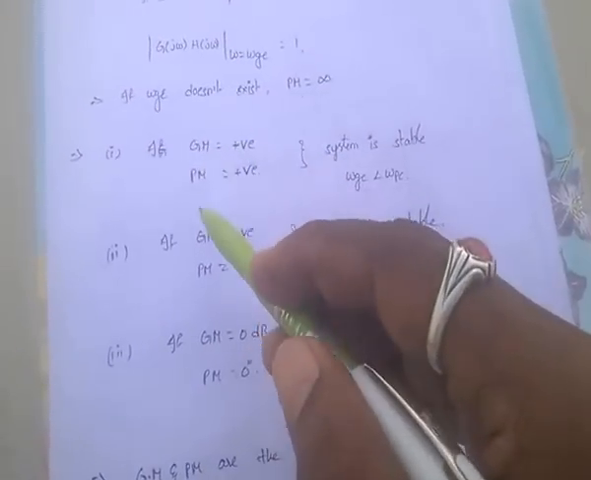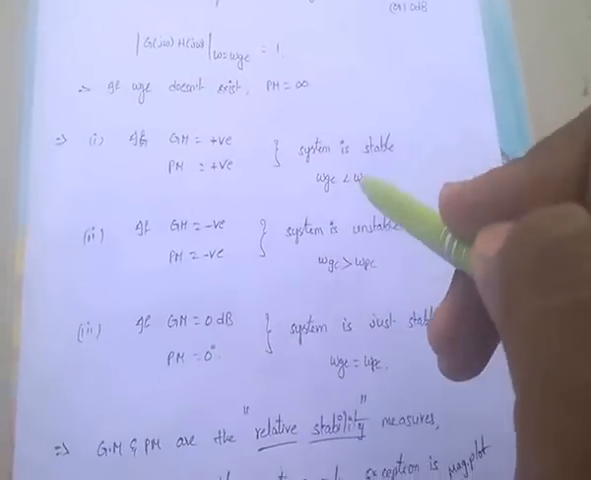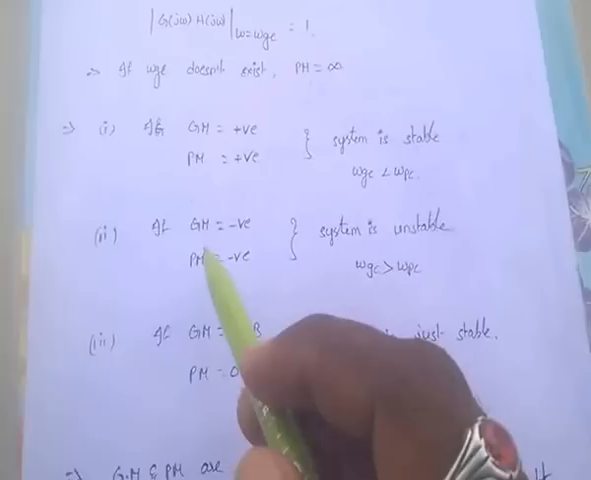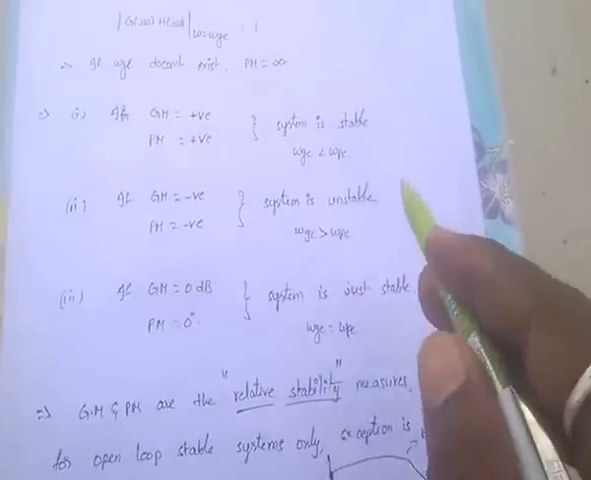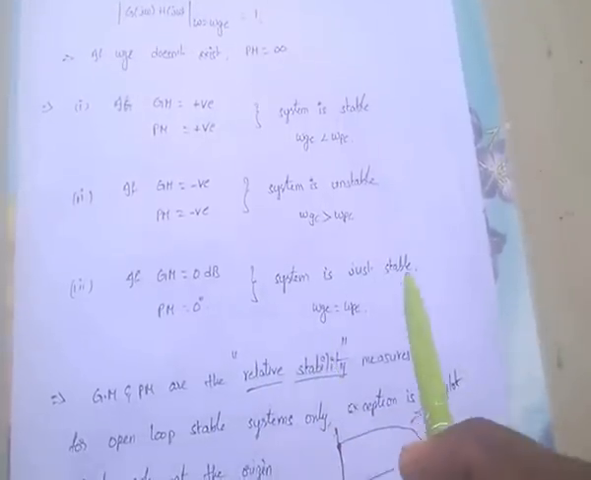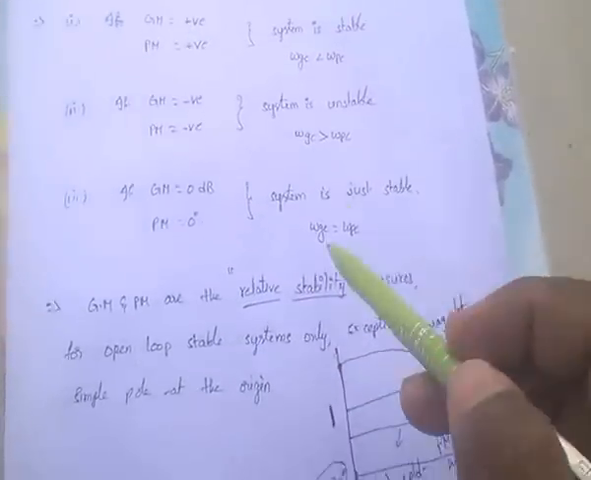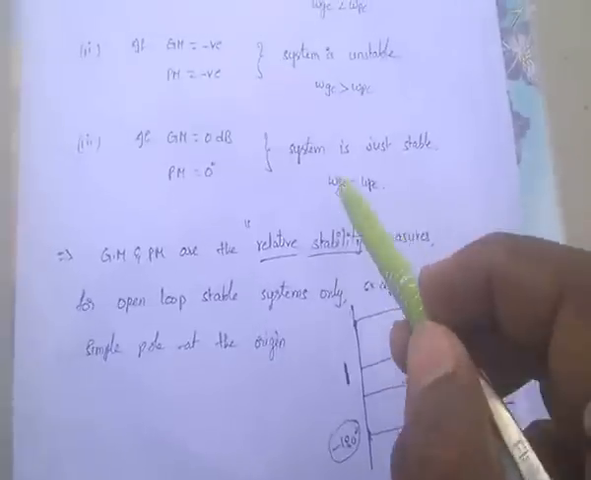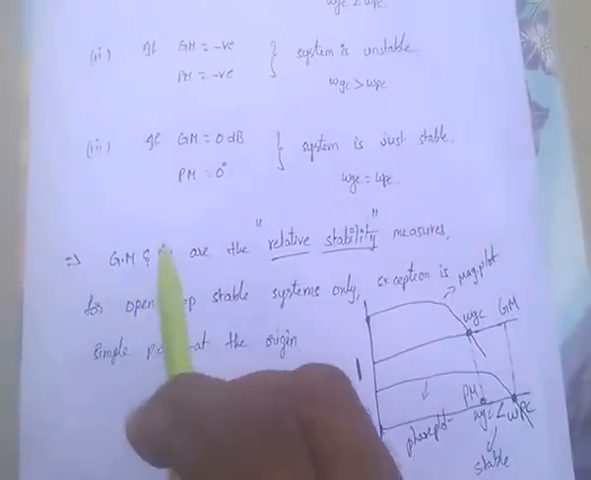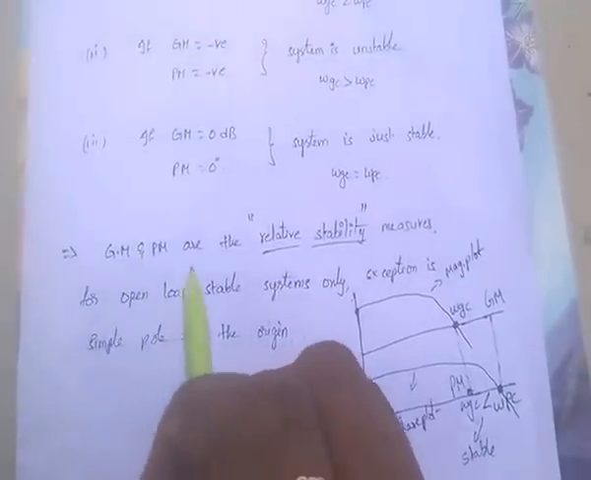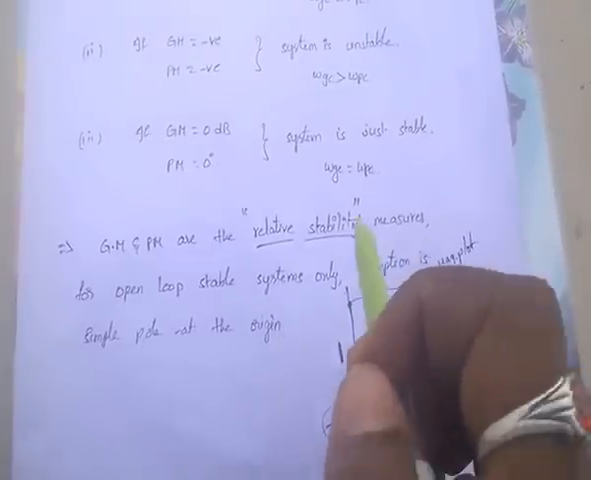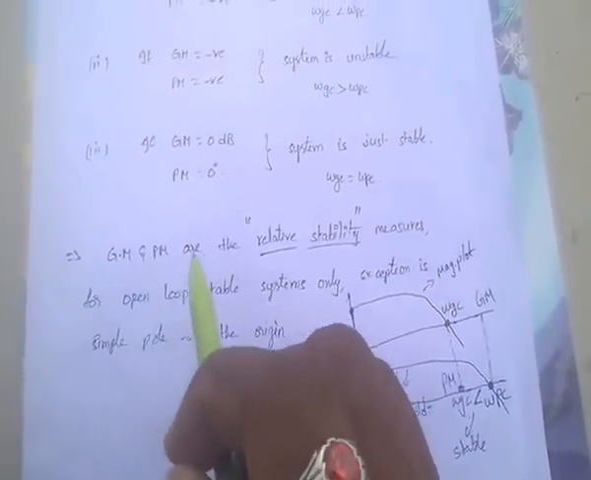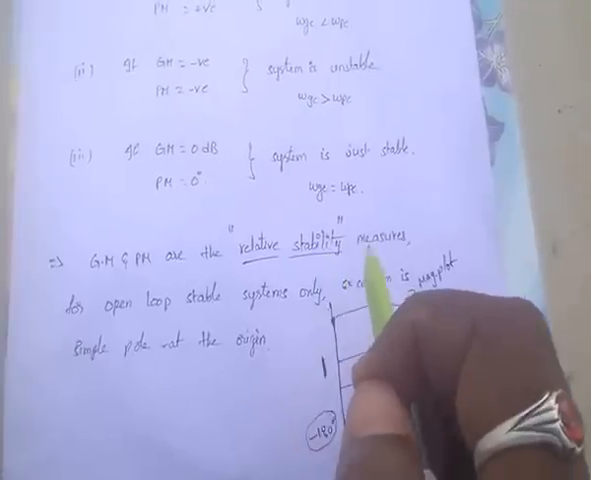Once again, if gain margin and phase margin are both positive, the system is stable. In this stable condition, omega GC is less than omega PC. If both are negative, the system is unstable. If both are 0, the system is marginally stable, and in this condition omega GC equals omega PC. Gain margin and phase margin are relative stability measures.